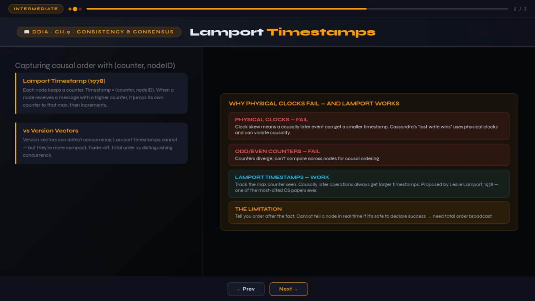on node B. In 1978, Leslie Lamport published a solution that is elegantly simple. It's called the Lamport timestamp, and it remains one of the most cited papers in all of computer science. The idea: every node and every client keeps track of the maximum counter value it has ever seen. The timestamp for any operation is the pair, counter, node ID. When a node processes an operation, it increments its counter by 1.